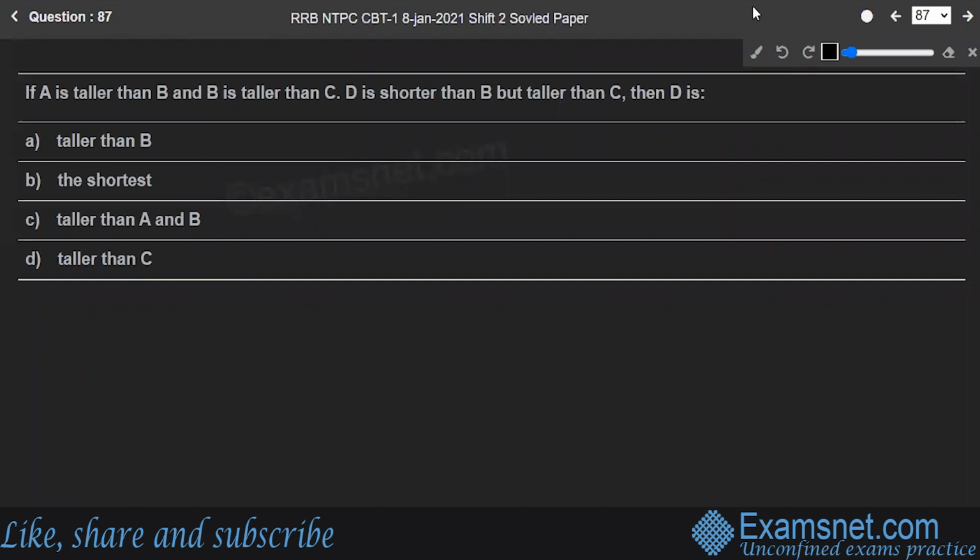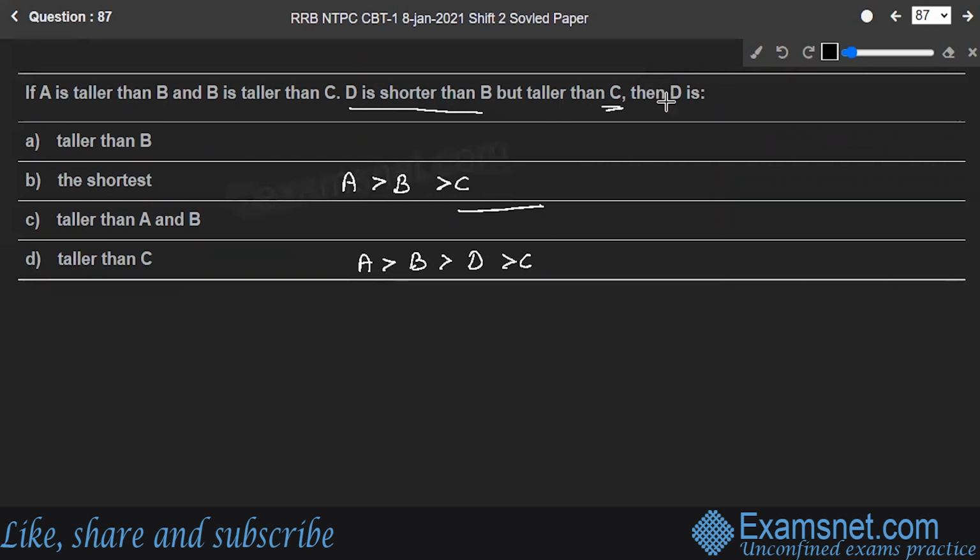Question number 87. It says if A is taller than B and B is taller than C, D is shorter than B but taller than C. Let's make it. A is taller than B. B is taller than C. Next it says D is shorter than B. So, okay, D will come this side, but it is taller than C. According to this, D will come at this position.